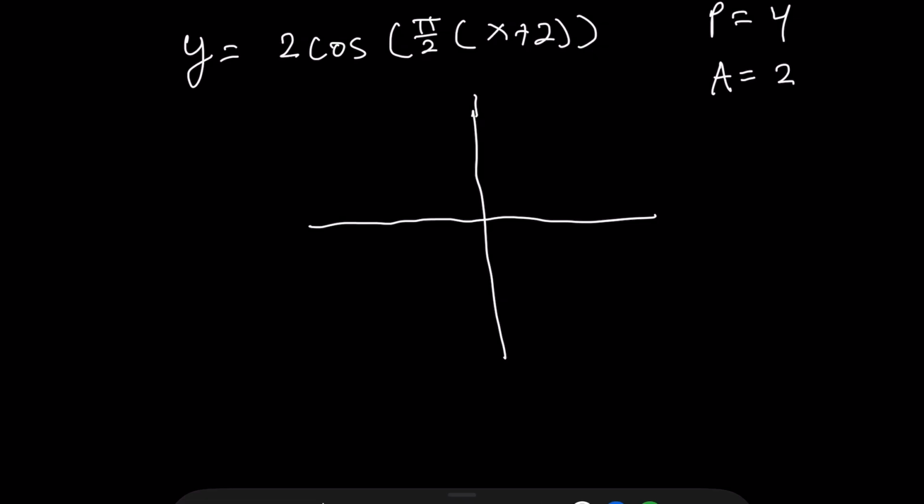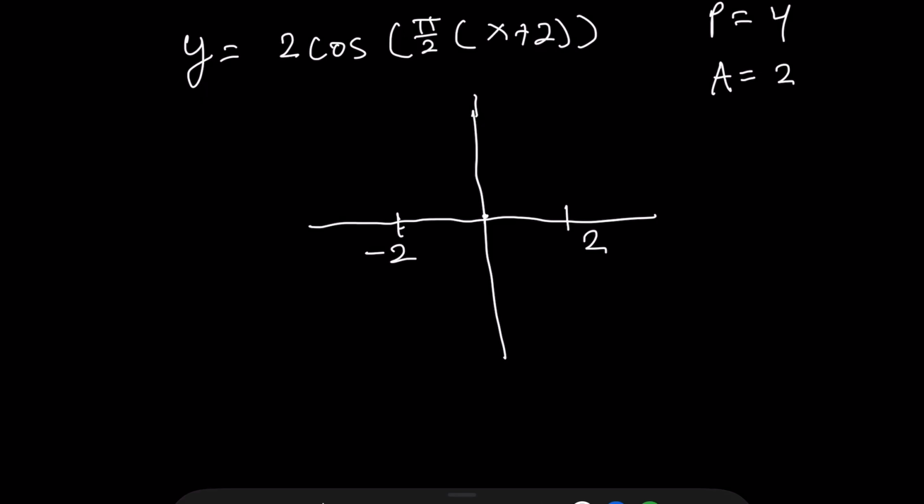And we have a shift to the left by 2. All right. So we're going to start this guy. Normally we would start at 0, but we're going to shift it by 2 to the left. And because our period is 4, we're going to end at 2.